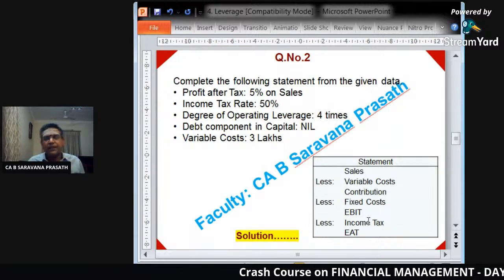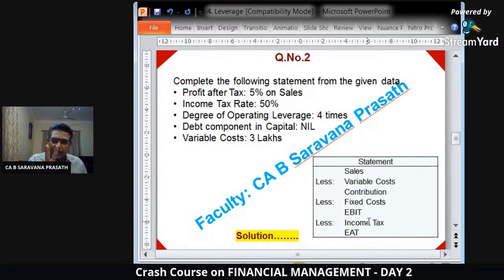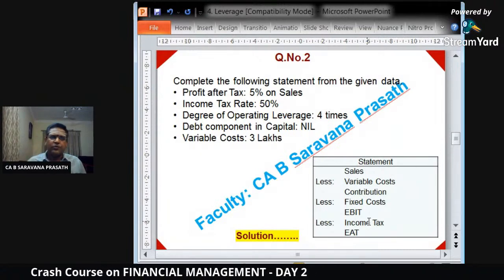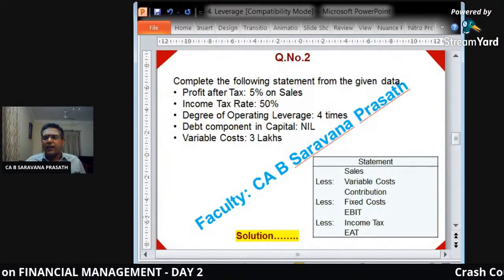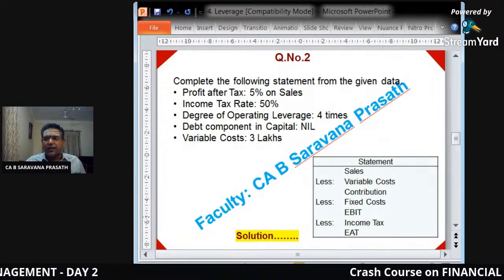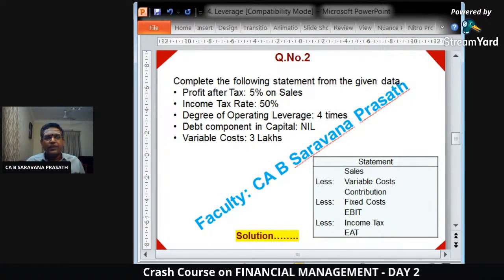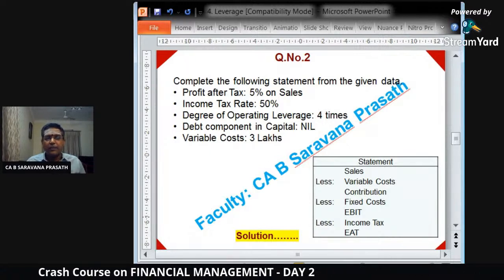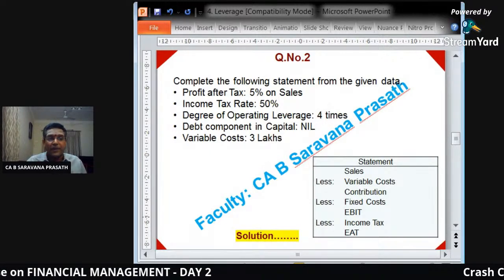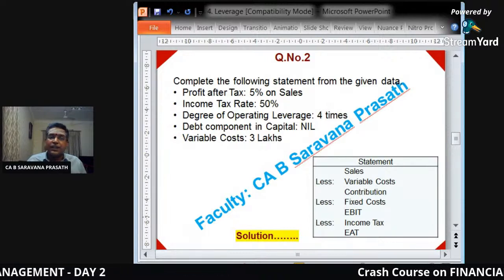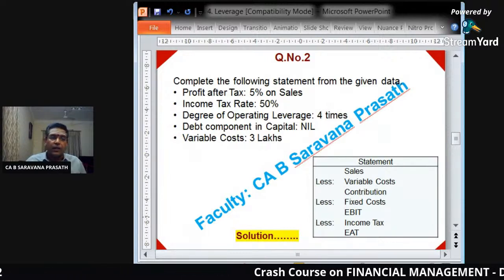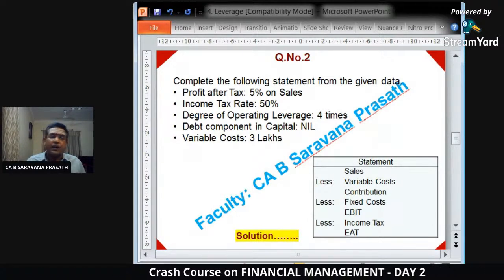Very simple. In our answer, we will have a table. Those who have joined us live and are working out the problems parallelly can note them down. First column particulars, second column amount, second column percentage, or you have 3 columns, that will be better. Particulars, percentage, and amount.